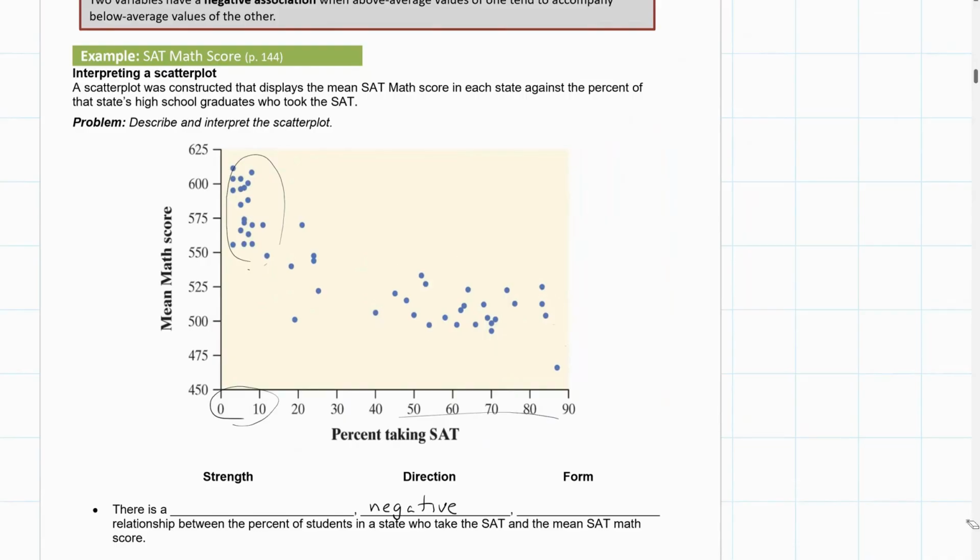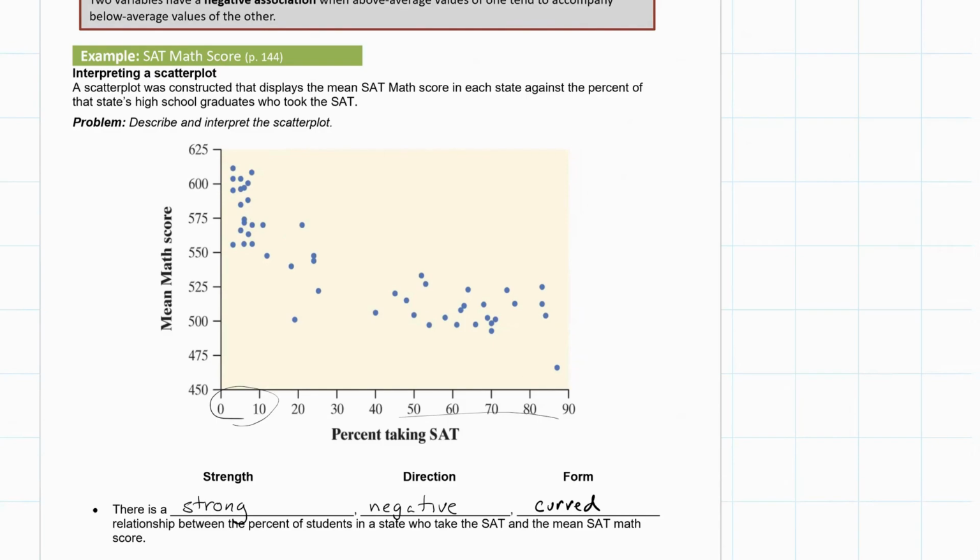Now, what about the relationship here? I'm going to switch over to a much thicker marker. And you can see a general pattern, and that general pattern looks to be curved. All right. So there is a form, but it's not linear in this case, it's curved. And how well do the data stick to that general pattern? I would say that it's also a pretty strong relationship.